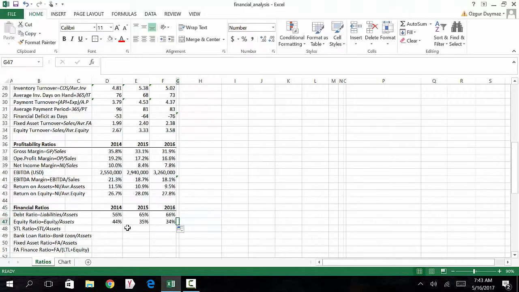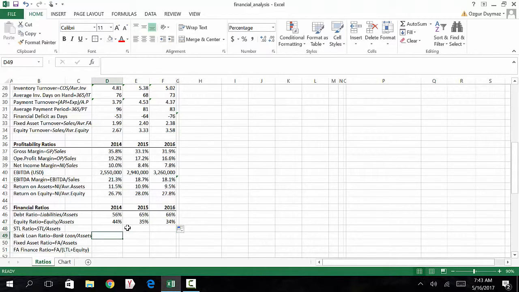The assets were financed by third-party loans. The rate is 66%, and shareholders financed the company with a 34% rate. This rate is not a good rate, especially for a manufacturing company. We need more equity, more profit.